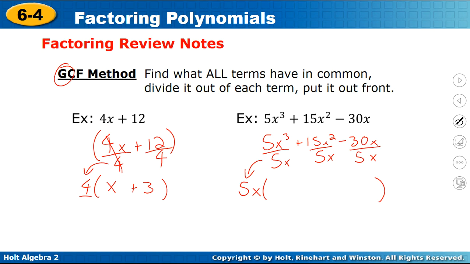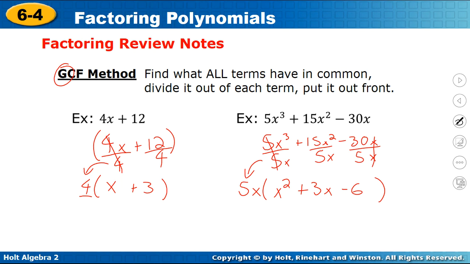So for the first term, 5 divided by 5 would become a 1, and x to the third divided by an x would become x squared. For the second term, 15 divided by 5 is 3, and for the x's, x squared divided by the x would be 1x. And then the last term, these x's are going to cancel. Negative 30 divided by 5 is negative 6. So there's your GCF there.